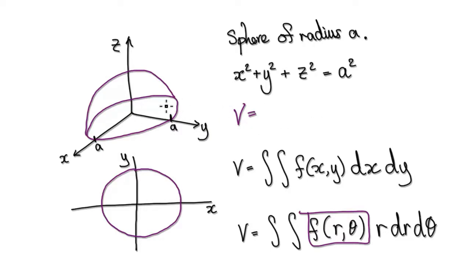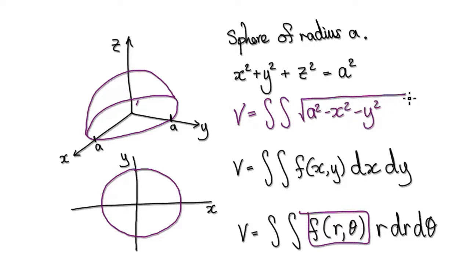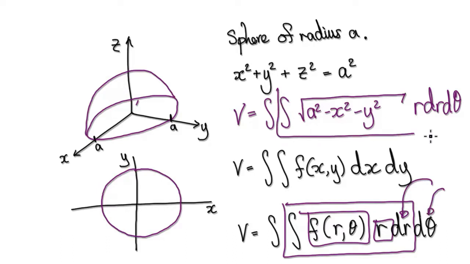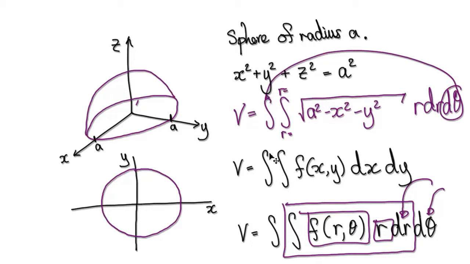But for the time being, V, which represents half of the sphere, is given by the double integral, and then we need to express the surface. Well, the surface was the square root of a squared minus x squared minus y squared, and then we need to stick this r in here, r dr d theta. Because if you look at this, we need to work in terms of r first and then theta. So this inner one would mean we have to say r equals something, and the outer one would be theta equals something.